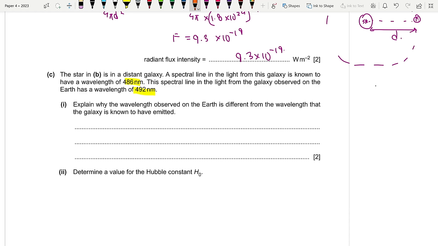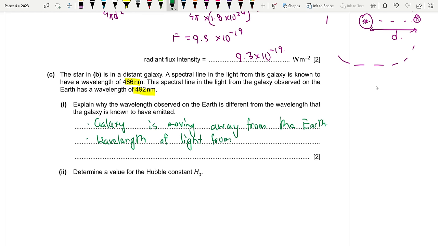Explain why the wavelength observed on the Earth is different from the wavelength that the galaxy is known to have emitted. The logic is the galaxy is moving away from the Earth. We are the observers on Earth. And the wavelength is increased by the Doppler effect or due to redshift, right? The wavelength of light from the galaxy is increased by the Doppler effect, or you could just say due to redshift.